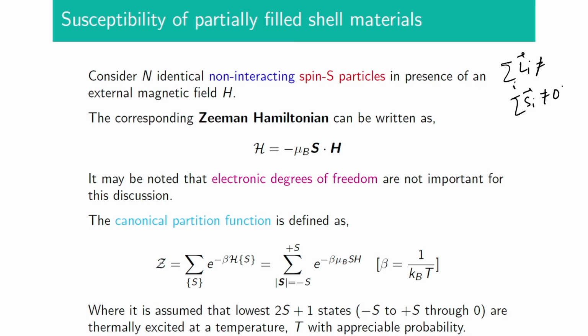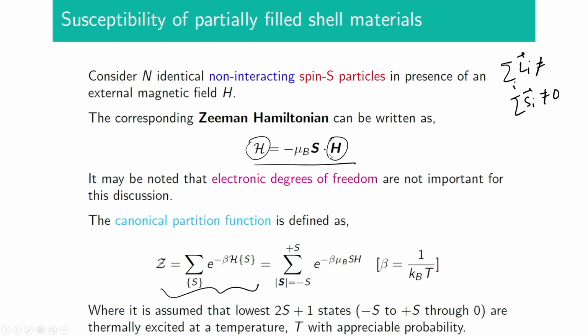So, we have now n identical non-interacting spin particles in presence of an external magnetic field. The Zeeman term is represented by this minus mu_B S dot H, and what we do is that we will follow a statistical route in order to calculate the partition function. This partition function can be calculated for all orientations of S from minus S to plus S corresponding to this Zeeman Hamiltonian, which is minus mu_B S dot H. Now, we have made a distinction: this H is basically the Hamiltonian and this h is basically the magnetic field, and beta is equal to 1 over kT.